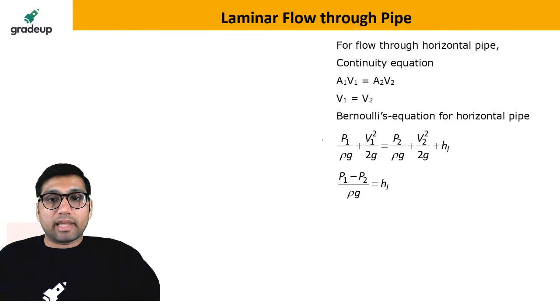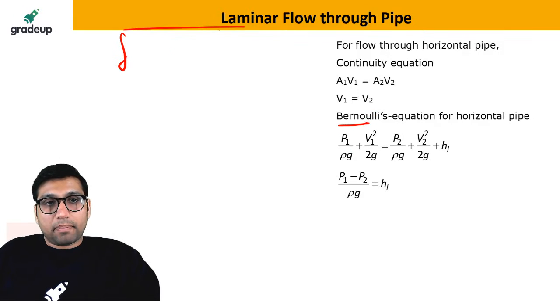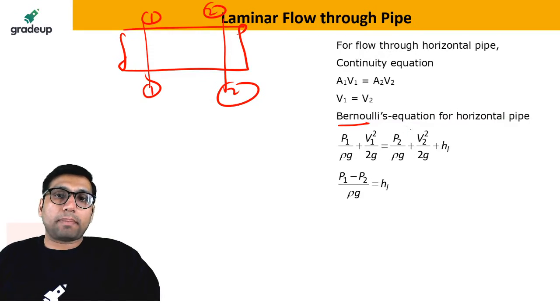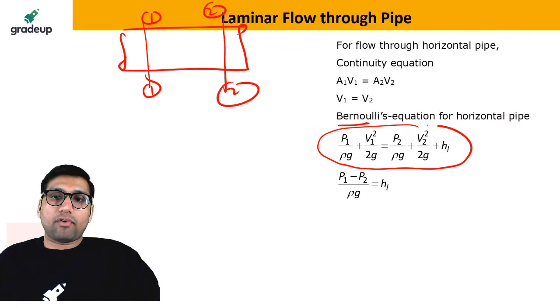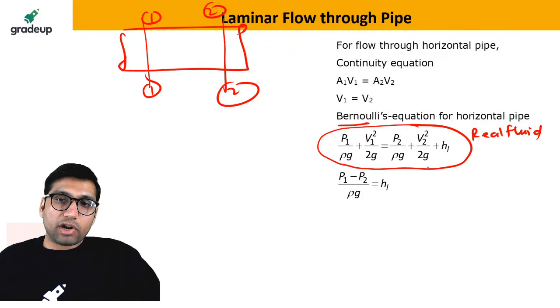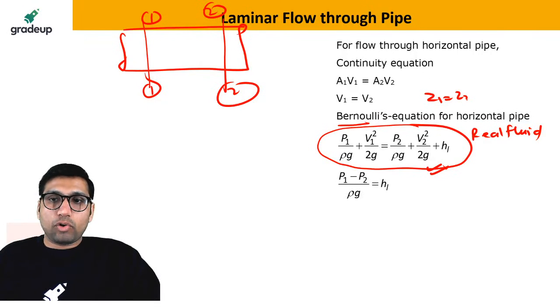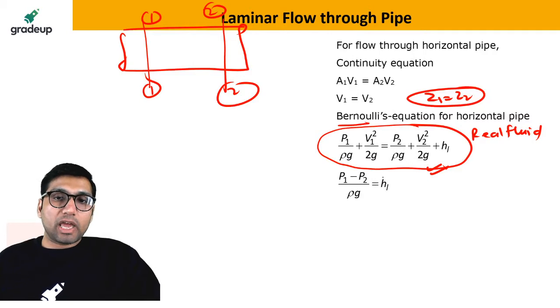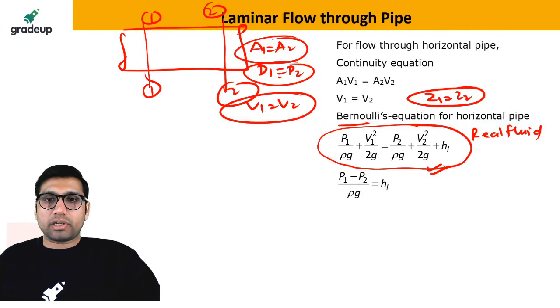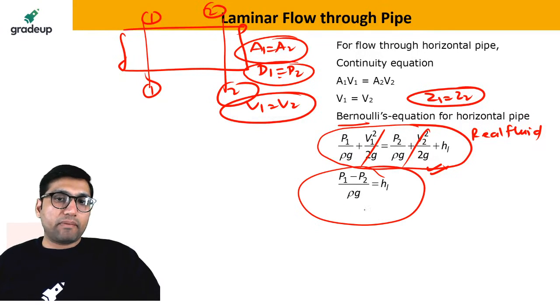Now comes a very important equation. If we have a horizontal pipe and we have 2 sections in the horizontal pipe, let us say this is section 1, this is section 2. If you apply the Bernoulli equation for this horizontal pipe for a real fluid, it will have some head losses. So this is the Bernoulli equation you will be getting. Z1 will be equal to Z2 because it is a horizontal pipe. Also, because the diameter is the same, area A1 is equal to A2, so velocity will be the same. In that situation, this will also get cancelled out. So head loss will be equal to P1 minus P2 by rho g.